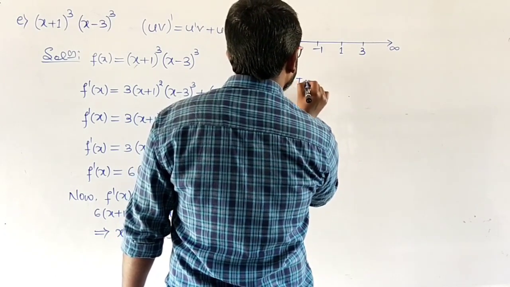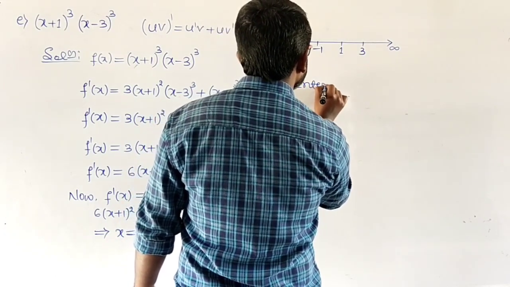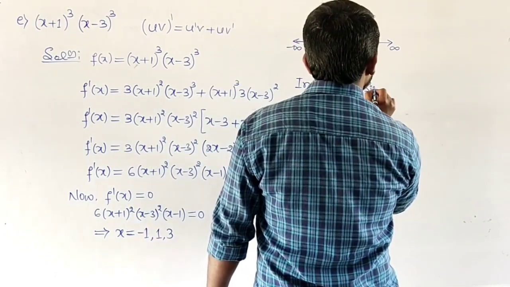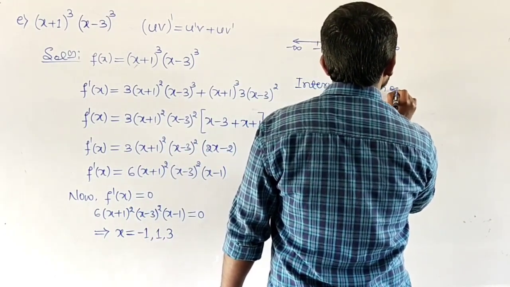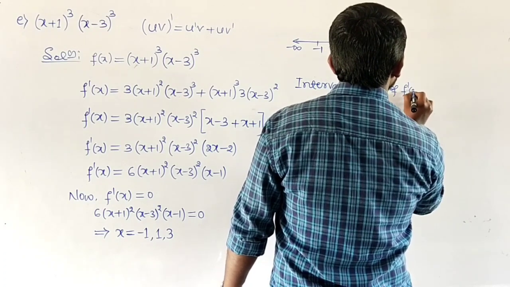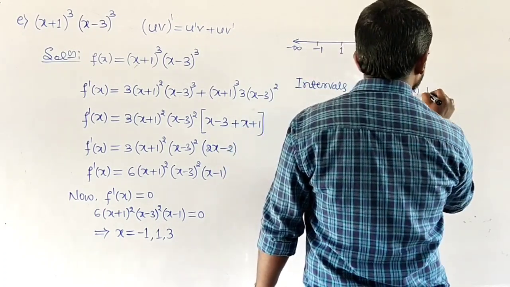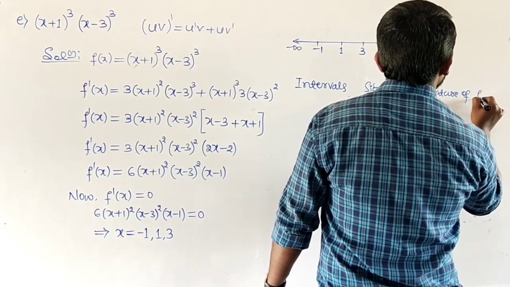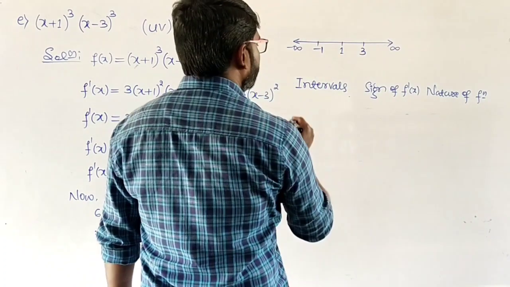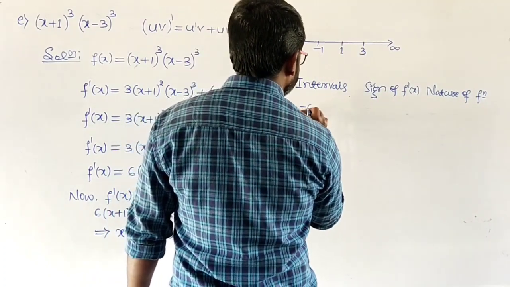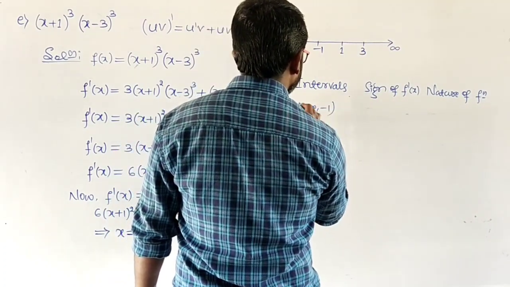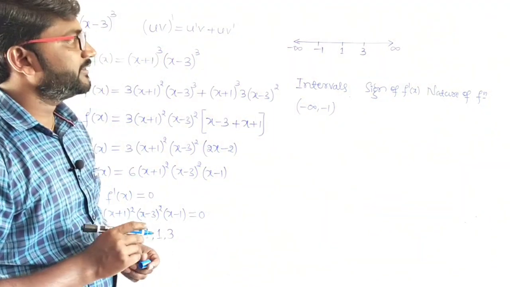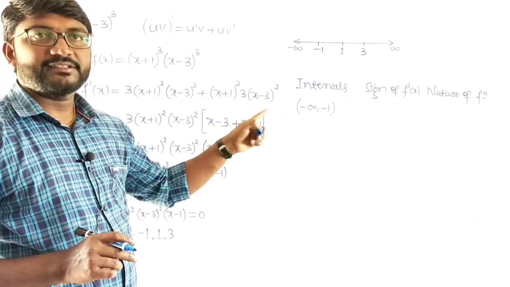It is intervals, sign of f dash of x, and then nature of function. So now we'll go for the first interval, minus infinity comma minus 1. So minus infinity comma minus 1 means you have to leave the end points, take in between values. So I can take minus 2, minus 3, and so on.